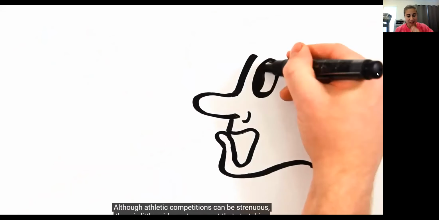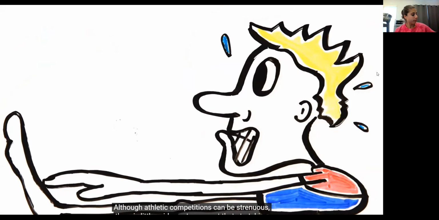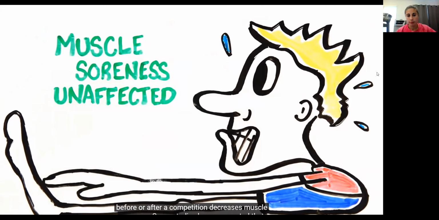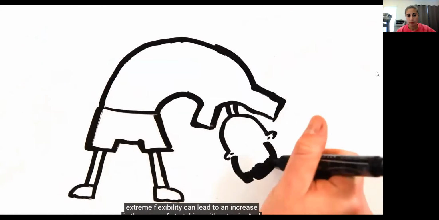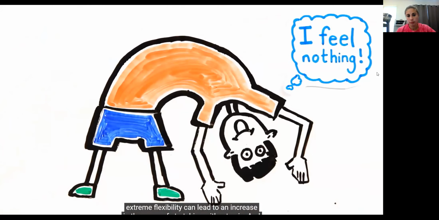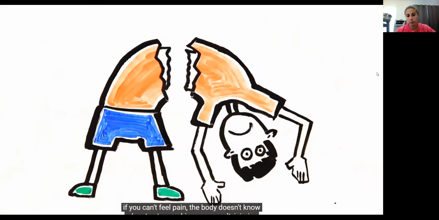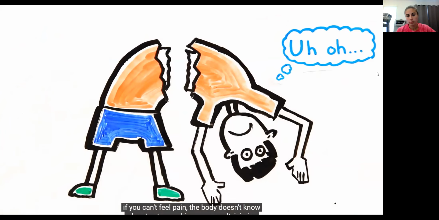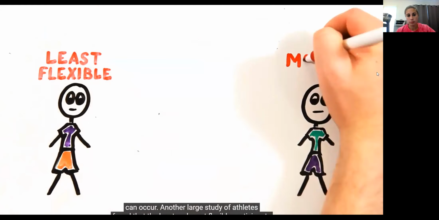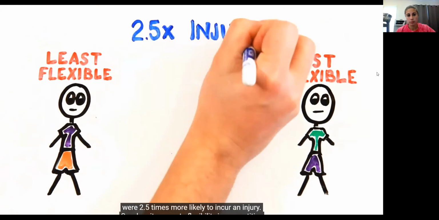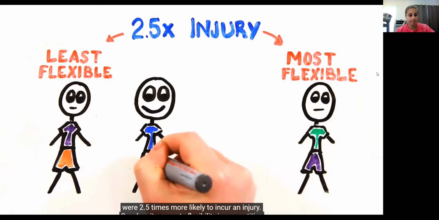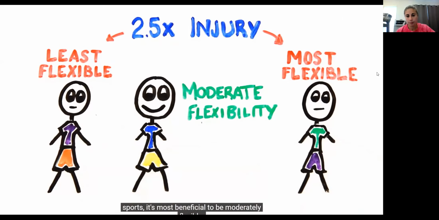Although athletic competitions can be strenuous, there's little evidence to suggest that stretching before or after a competition decreases muscle soreness. Some studies have even noted that extreme flexibility can lead to an increase in the range of stretching without pain. And if you can't feel pain, the body doesn't know when to stop pushing. As a result, injuries can occur. Another large study of athletes found that the least and most flexible participants were 2.5 times more likely to incur an injury. So when it comes to flexibility in competitive sports, it's most beneficial to be moderately flexible.